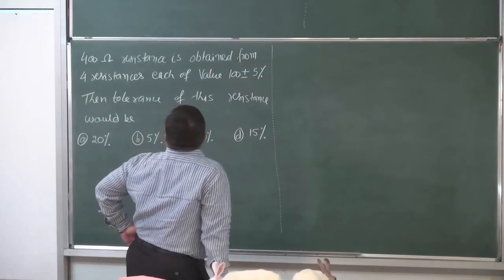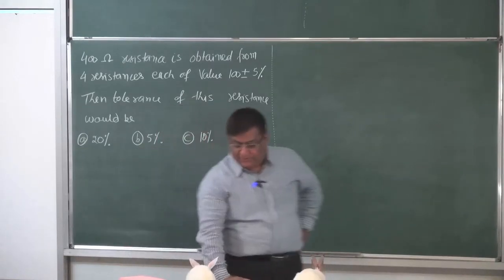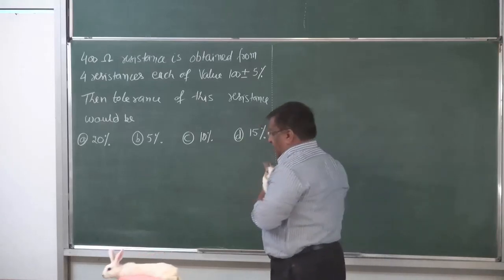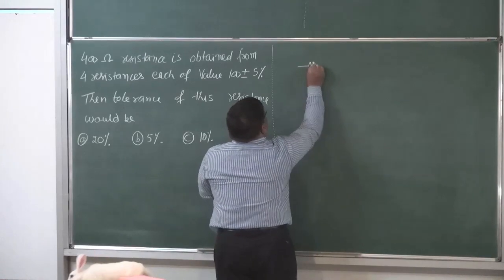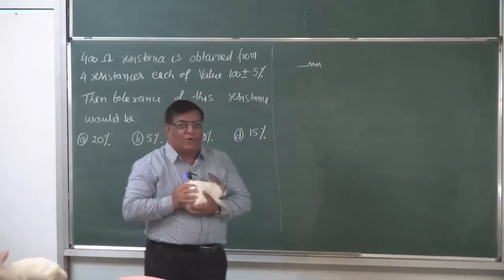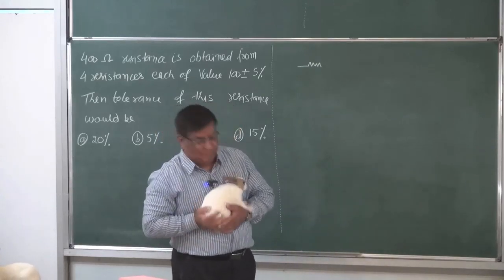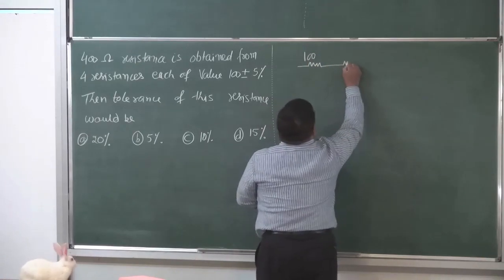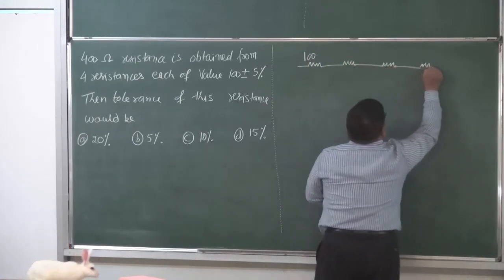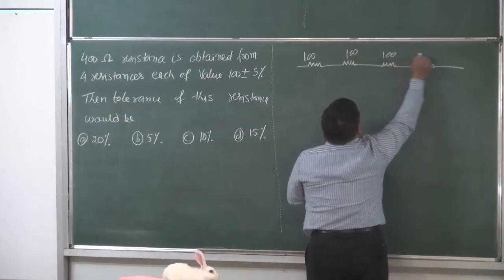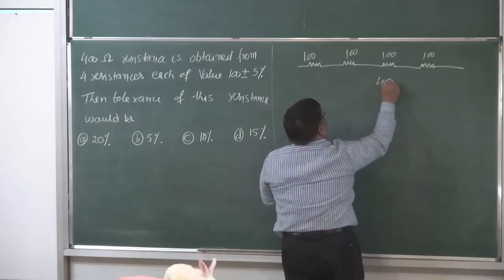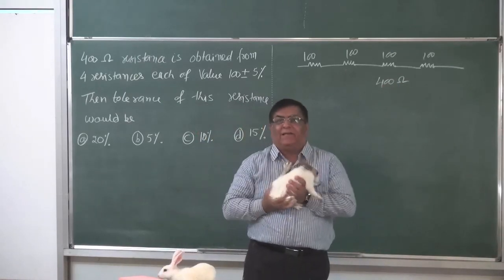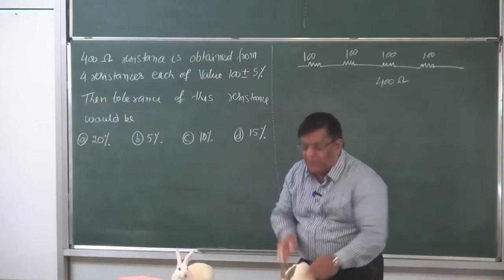400 ohm resistance is obtained from four resistances, each of value 100 plus minus 5%. We have four resistances and we have to make one resistance out of it. So these are the four resistances. We know how to make 400 ohm from 100 ohm each. We have to put them in series. Okay, this will become 400, but the question is how much is tolerance, because each of them is not exactly 100, it is 100 plus minus 5%.